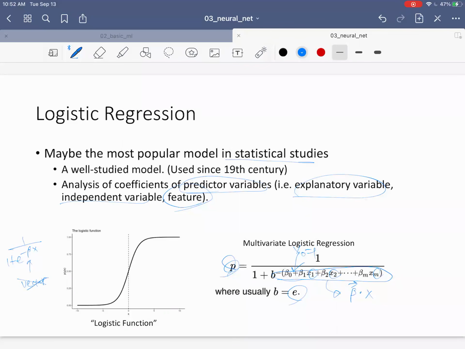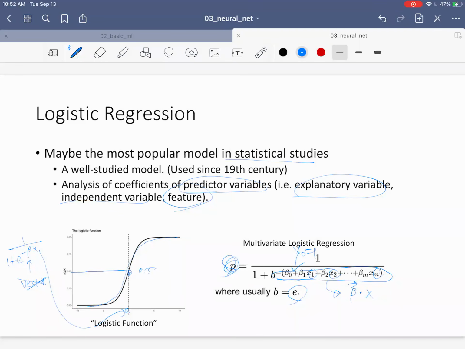Not vectors, a scalar. Then when you change your input variable x, you'll see a graph like this. When x equals 0, it'll be exactly at 0.5. And as you increase your x, it'll increase the output, or the logistic function's output y, or the p, we'll call it p. The p will increase all the way up to 1.